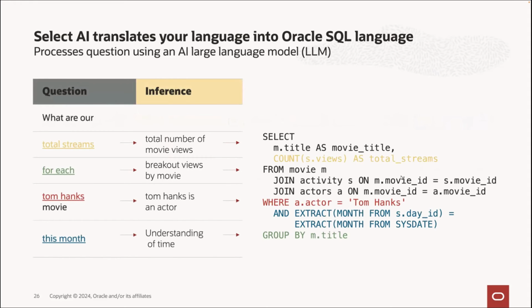you will end up with something like this. And you can see that we are doing a count on the number of views to get the total streams. Then when we are joining with the actors table to basically get movies by Tom Hanks, we are adding the time dimension when it comes to the month. We are doing a group by title to accommodate that for each. So Select AI is taking care of all of this for you. So basically, Select AI is figuring this out for you, and it's generating this query.